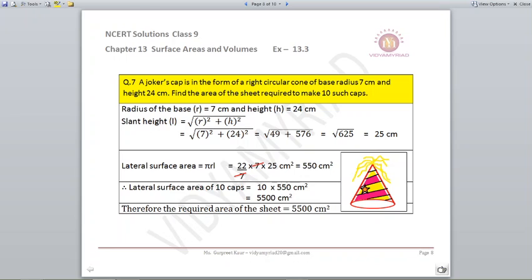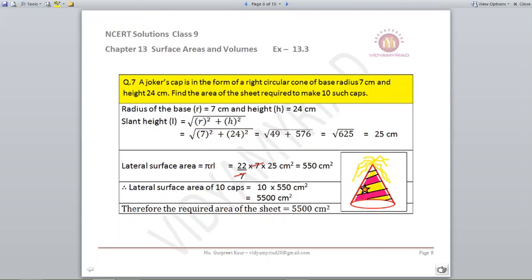Question number 7. A joker's cap is in the form of a right circular cone of base radius 7 centimeters and height 24 centimeters. Find the area of the sheet required. Now here again, see that you are given the base radius and the height. That means you don't have the slant height with you. You need to find it out.